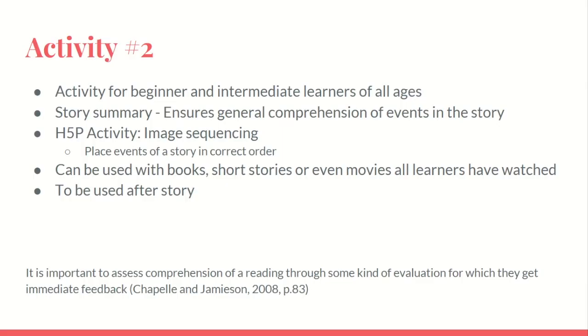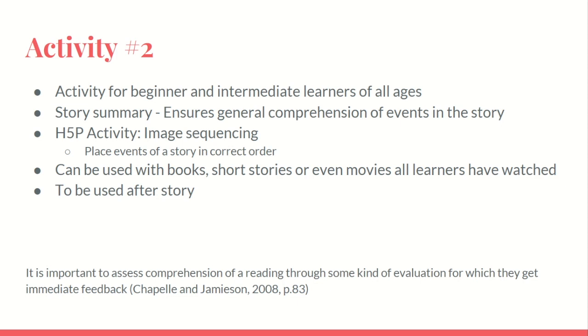So a second activity you can do using H5P content is a story activity. It is an activity that goes after a story. This activity can be for beginner or intermediate learners of all ages. You'll just have to adapt the story accordingly. So basically, you use the H5P activity image sequencing after the students have read or listened to a story, or have watched a movie. It has to be something that all the students have done, so that you're not creating a whole bunch of different activities.